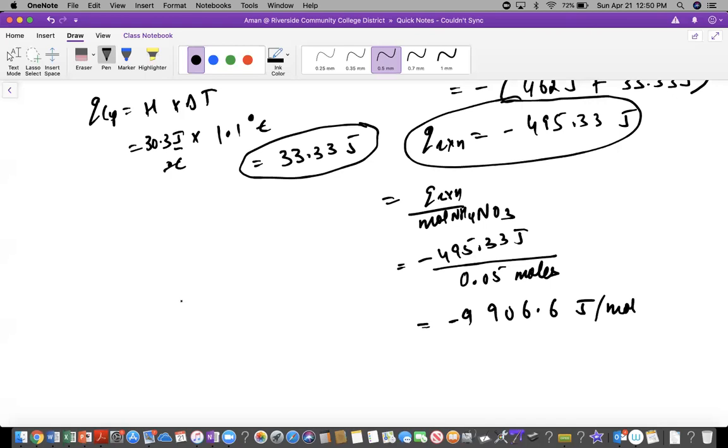Now, in case the question asks you to change this to kilojoules, just divide it by 1,000. This will become negative 9.906 kilojoules per mole in that case. But otherwise, this should be good.